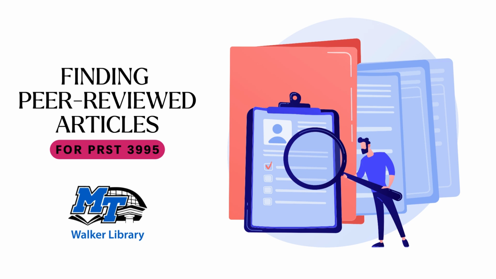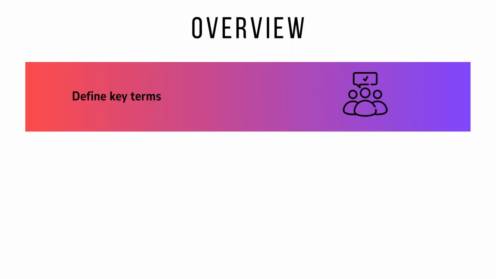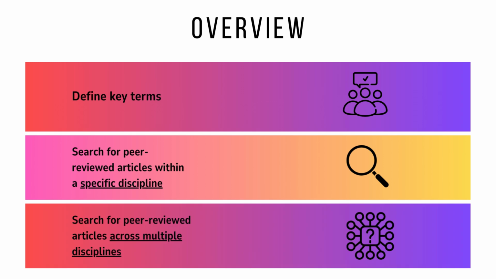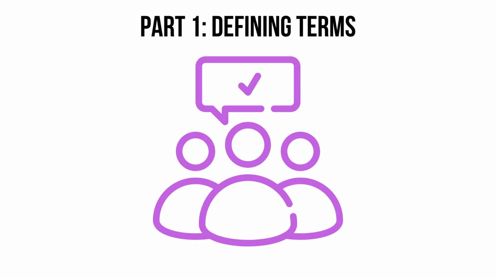In this video, you'll learn how to use the library's website to search for peer-reviewed articles from a variety of academic fields. First, we'll introduce some key terms to make sure we're all on the same page. Then we'll look at how to search for peer-reviewed articles within a specific discipline using specialized library databases. And finally, we'll learn how to search across multiple disciplines with one search tool. Let's get started with Part 1, Defining Terms.